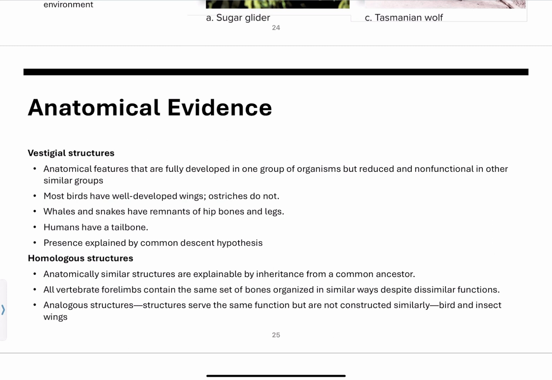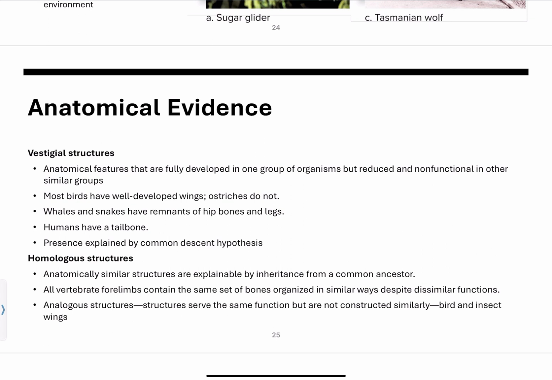Then there are homologous structures. So these are body parts that may serve different functions in different species, but were built from the same basic components. So all vertebrate forelimbs, whether it's a bat's wing, a cat's leg, a whale's flipper, or even our human arm, contain the same set of bones. We have a humerus, radius, ulna, carpals, metacarpals, and phalanges. So this shows they evolved from a common ancestor, even though evolution shaped them for very different functions.